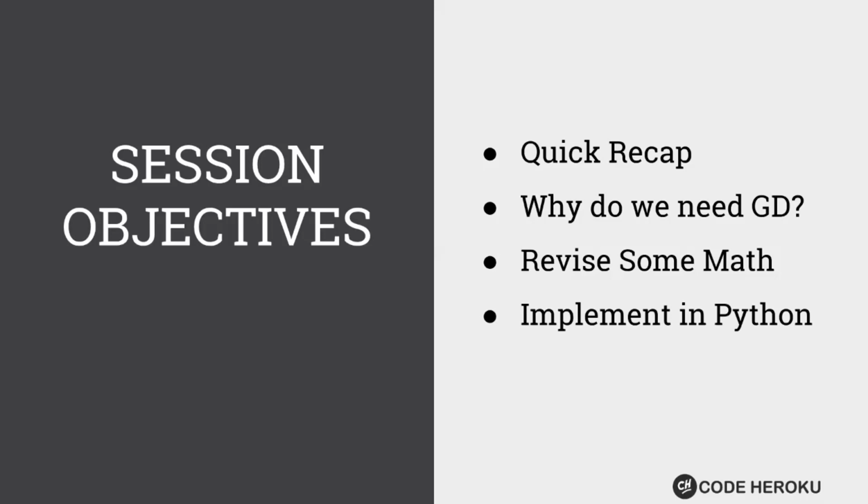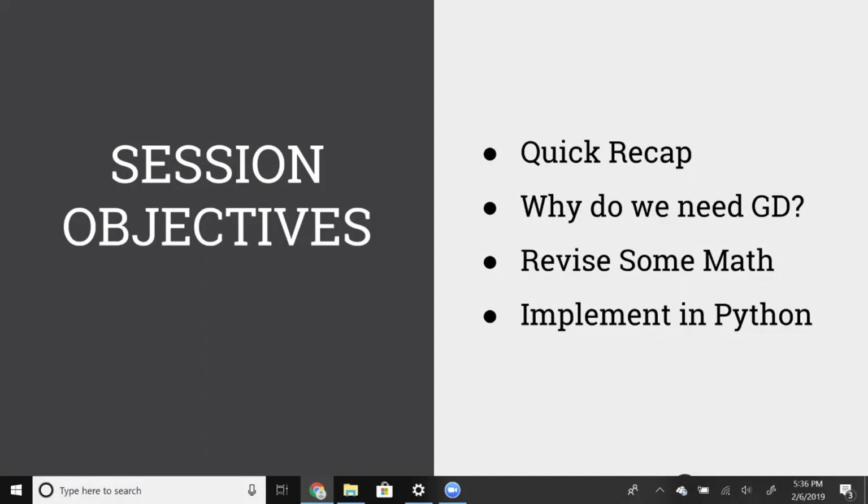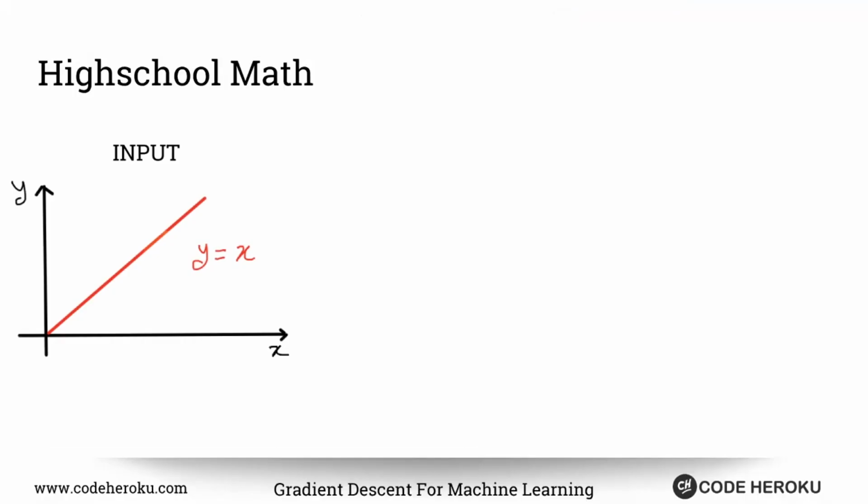And finally, we just don't want to talk theory. The whole point of any course or workshop at Code Hiraku is to be able to build something by yourself. We'll be implementing gradient descent in Python, and hopefully you will be able to share it with your friends on social media and show them what a cool thing you have made today. If there are any questions, please stop me at that point and I'll be more than happy to answer your questions in the chat. All right, so let's get in.